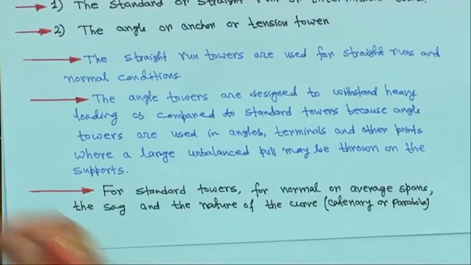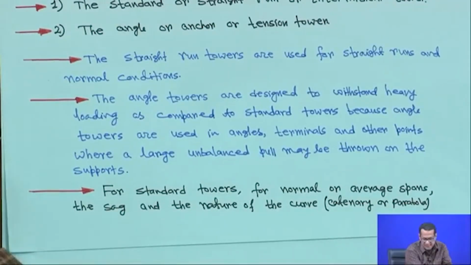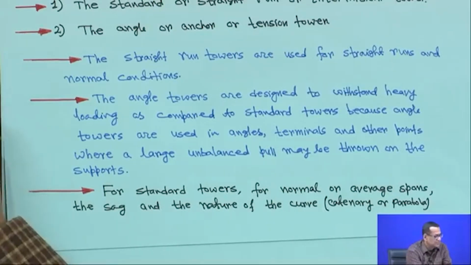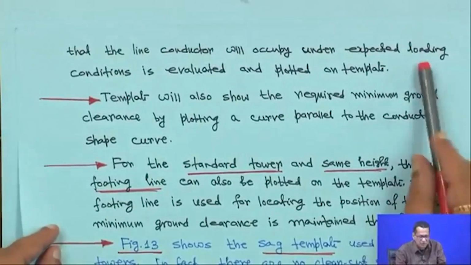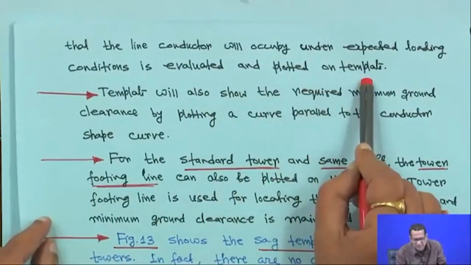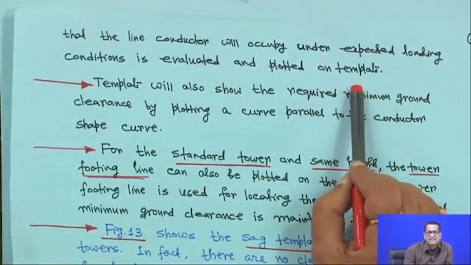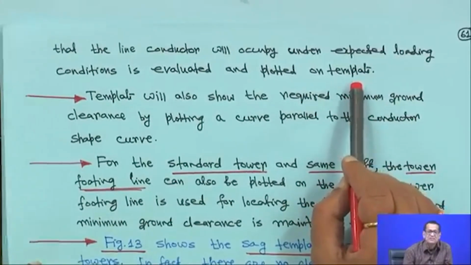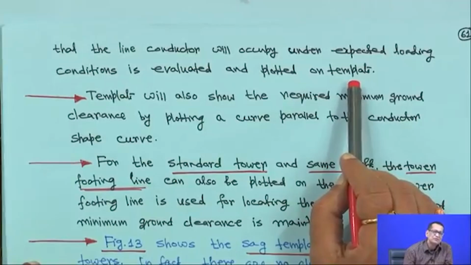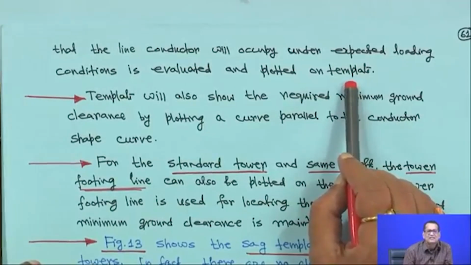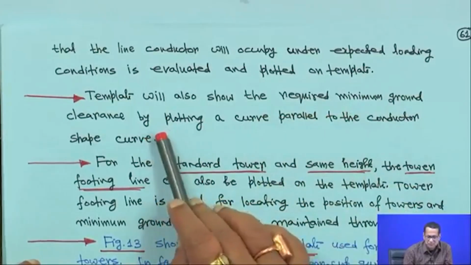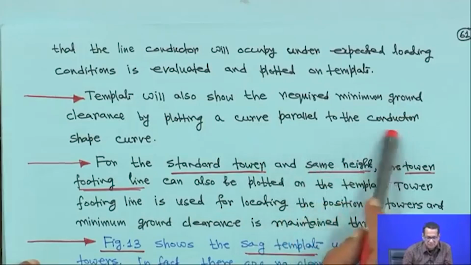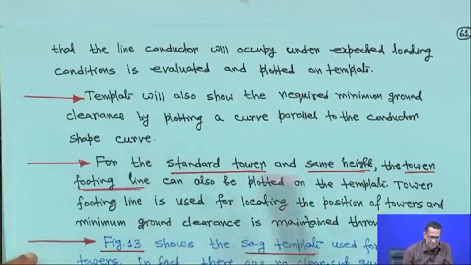So, for standard towers, for normal or average spans, the sag and the nature of the curve, catenary or parabola, that the line conductor will occupy under expected loading conditions is evaluated and plotted on a template. But let me tell you one thing, for the sag template all these things are given. It may not be exactly your design, but you have some kind of idea, right. The template will also show the required minimum ground clearance, by plotting a curve parallel to the conductor shape curve. I will show it later, right.